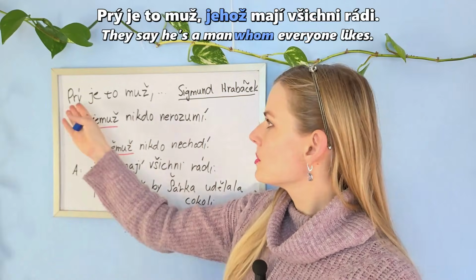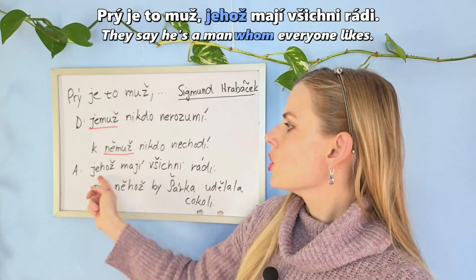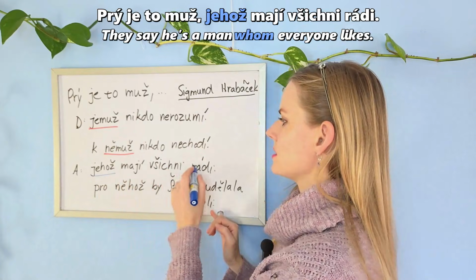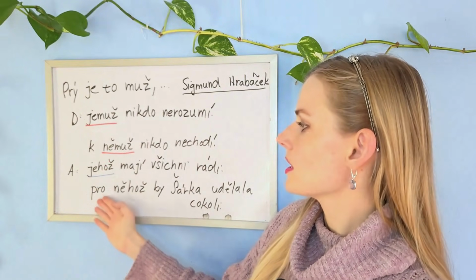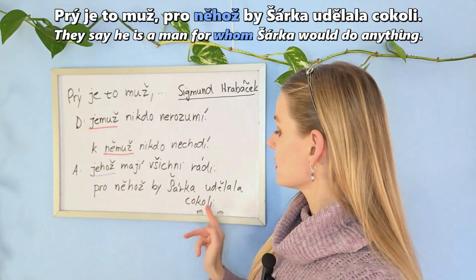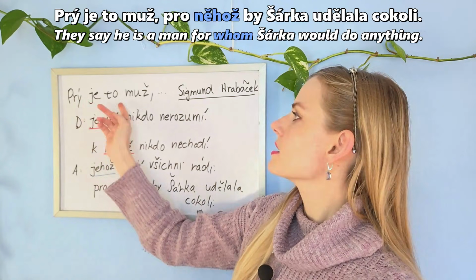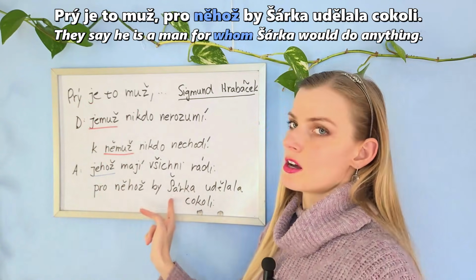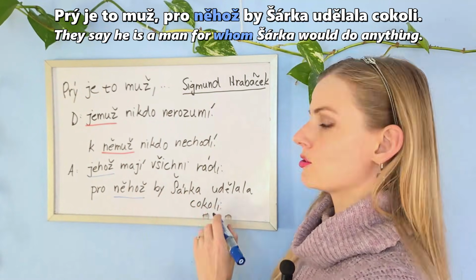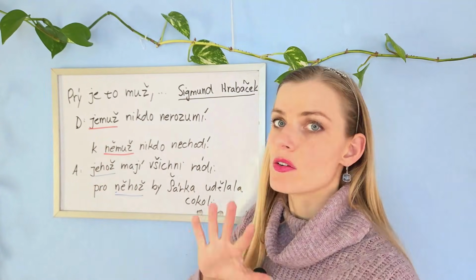Now the accusative. Prý je to muž, jehož mají všichni rádi. They say he's a man whom everyone likes. Jehož mají všichni rádi. Or another form for the accusative. Prý je to muž, pro něhož by Šárka udělala cokoliv. Šárka is a lady next door. They say he's a man for whom Šárka would do anything. Pro něhož by Šárka udělala cokoliv. So we have jehož and něhož again. Notice the N form because we have a preposition here.